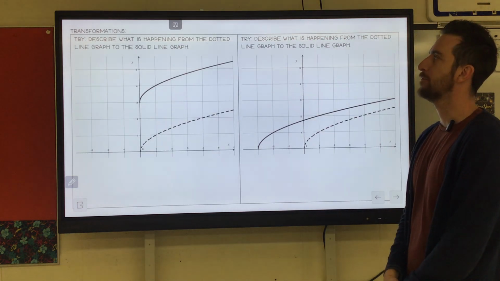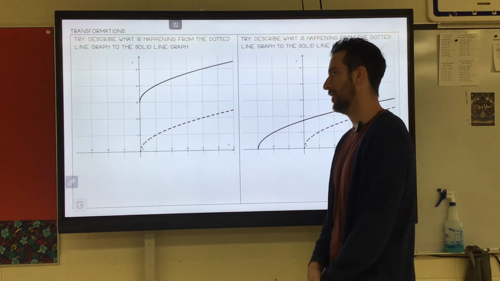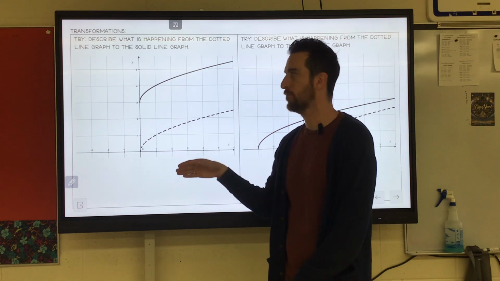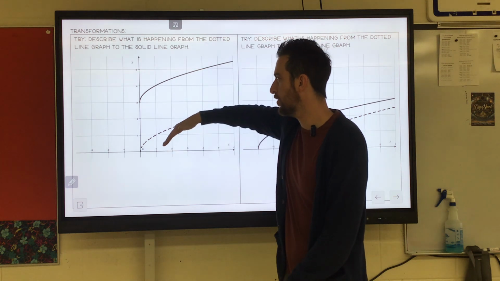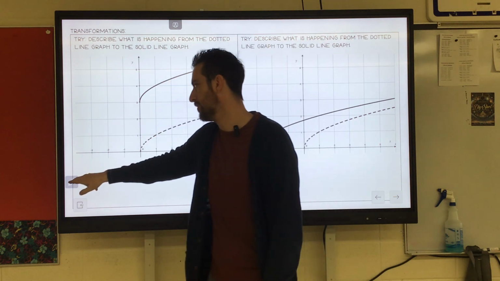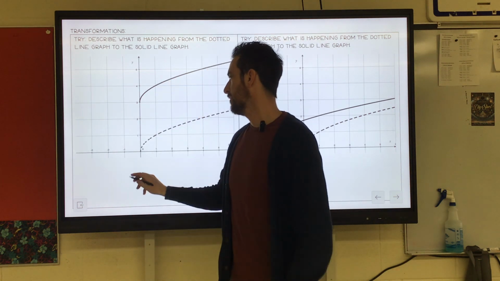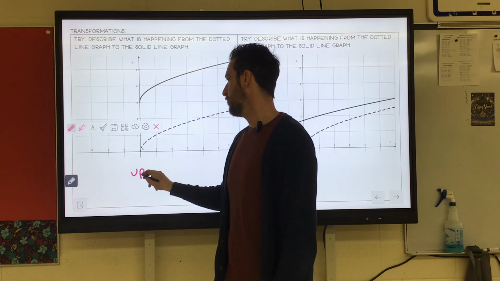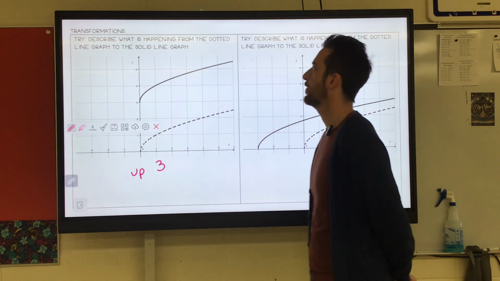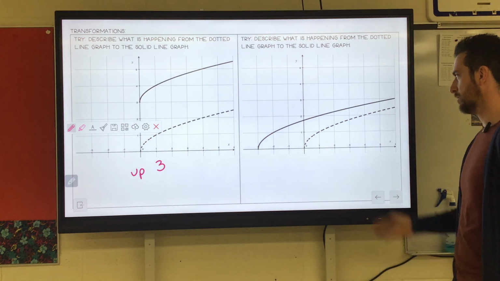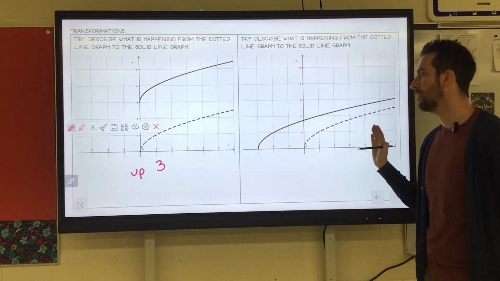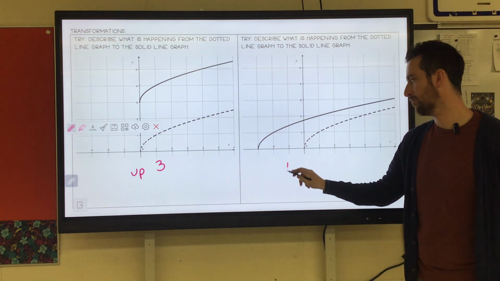Describe what's happening from the dotted line to the solid line. So our dotted line is that square root function. What's the difference with the solid line? Well, every coordinate is shifted up 3 units. Up 3. Cool. Describe what's happening from the dotted line to the solid line on this one. Well, it's the same thing, but everything's shifted left 3 units.